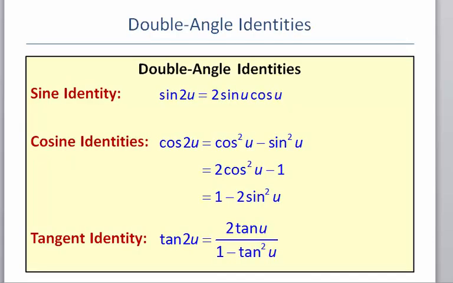You can see that we have a formula for the sine double angle identity. We have three versions of a formula for a cosine double angle identity, and we have a tangent double angle identity.